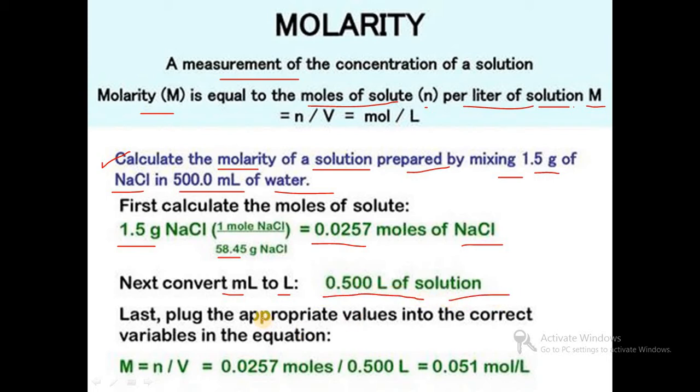Then by putting this value in the above equation, that is M is equal to number of moles divided by liter of solution, 0.0257 moles divided by 0.500 liter, the final answer is 0.051 moles per liter. So this is the way to calculate or determine molarity of a solution.